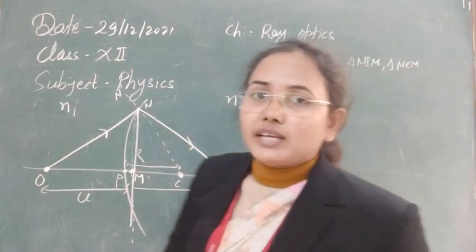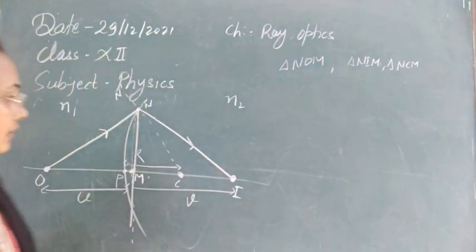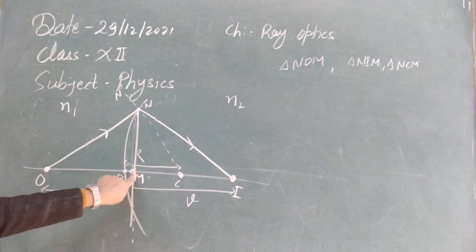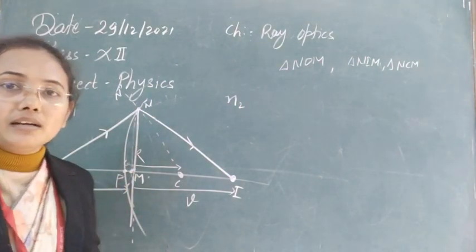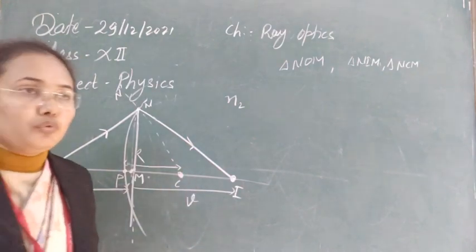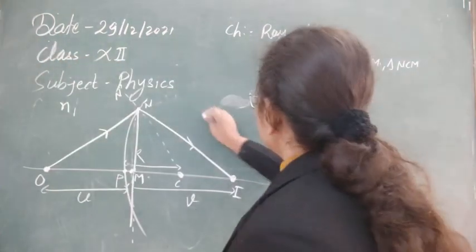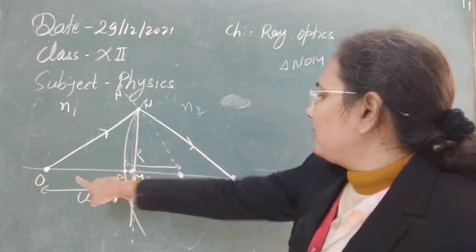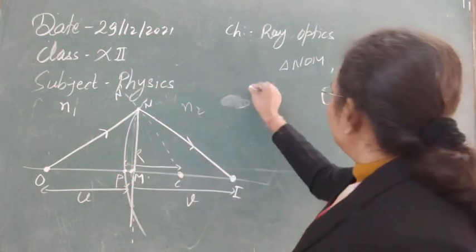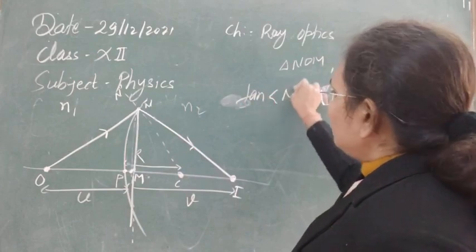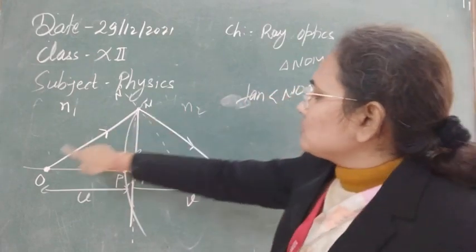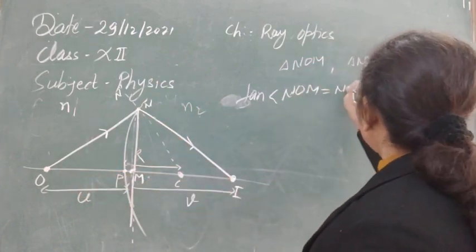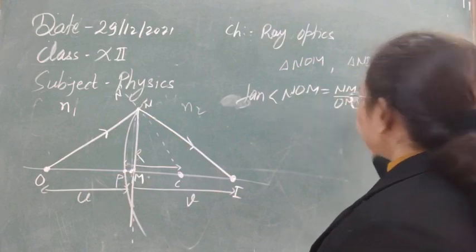In these three triangles we can find the values of tan theta. Just for calculating that value I have drawn the normal here, so that we can easily use geometrical formulas to find the relationship between u, v and R. So write this down. Now in triangle NOM, if you write tan of angle NOM, this will be the perpendicular and this will be the base. So perpendicular will be NM, and base will be OM.